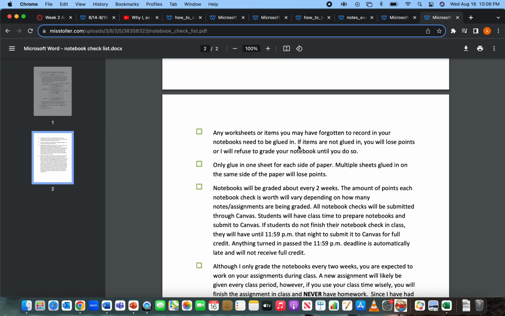But whenever you do notebook checks, I always try to give you at least 20 to 30 minutes to get those put together, interact with your notes, whatever it may be. So there really isn't an excuse as to why your notebooks aren't put together.